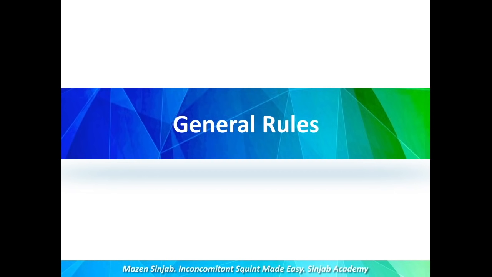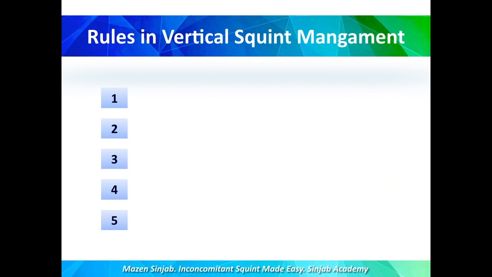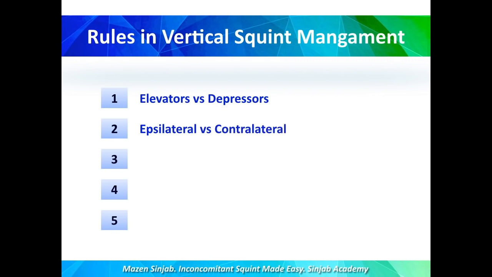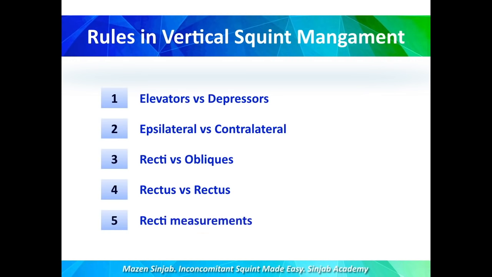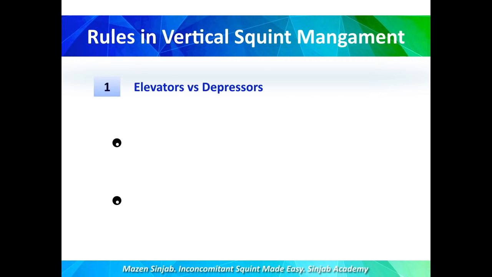We have general rules. We have 5 rules, and I'm going to present these rules in terms of elevators versus depressors, ipsilateral versus contralateral, recti versus obliques, rectus versus rectus, and recti measurements. Starting with the first rule.